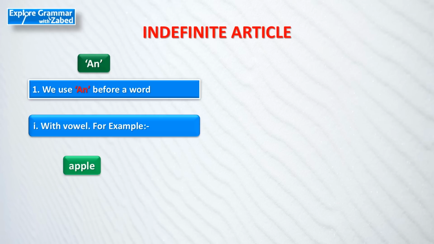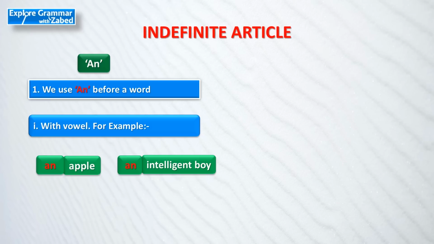For example, apple. Here, the first letter of the word gives a vowel sound. So, we'll use here indefinite article an. The second one is intelligent boy. Here, the first letter of the word gives the sound i, an example of vowel sound. For this reason, before the word intelligent, we'll use the article an.